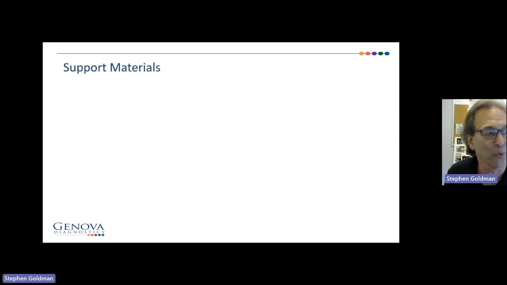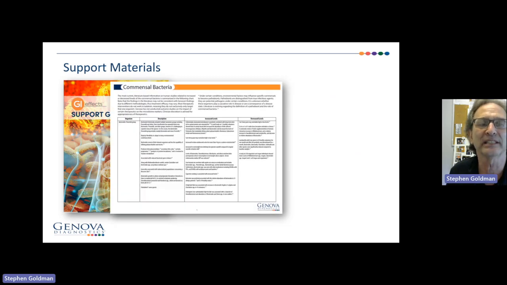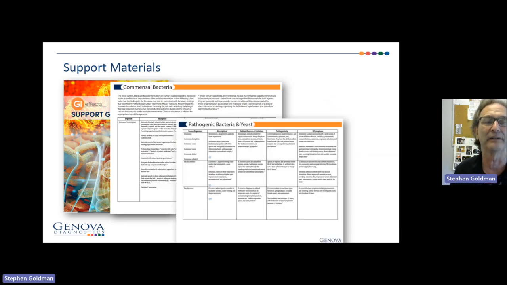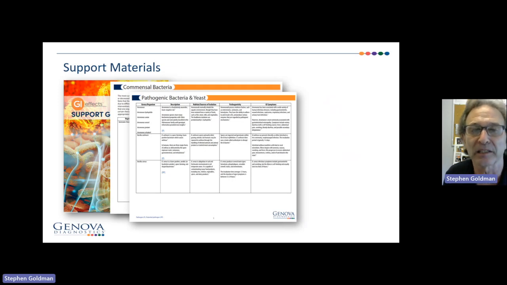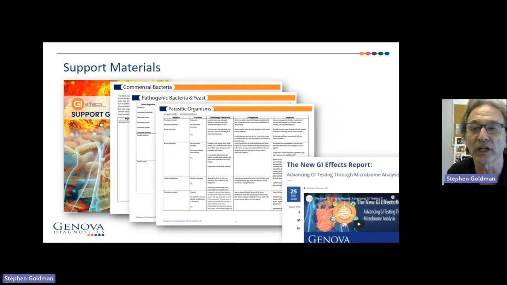And here are some of the support materials that we have. There's a support guide, and at the end of each GI Effects report, there's actually a link that'll take you right to this. It goes through every single marker on the test that we run for stool. There are also in the back these various charts that go through every one of the commensals on page 5, all the pathogens, bacterial and yeast, that we look at, and all the parasites that we look at.